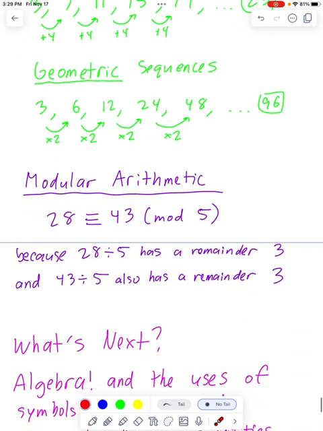We can also consider modular arithmetic, such as this congruency statement, which basically says 28 is congruent to 43 mod 5. This is true because 28 divided by 5 has a remainder of 3. Also, 43 divided by 5 also has a remainder of 3. Therefore, these two numbers are congruent mod 5.